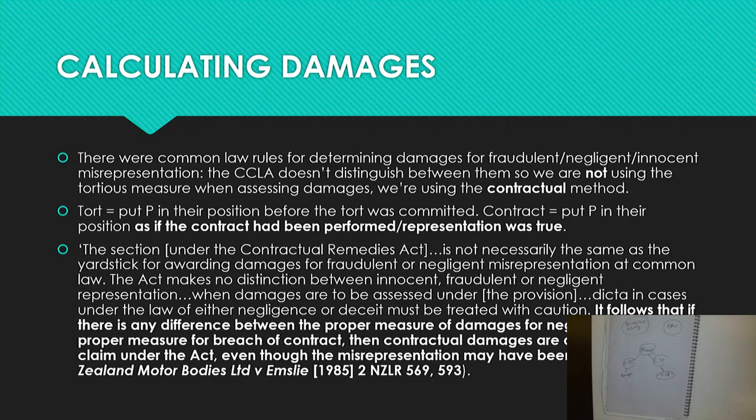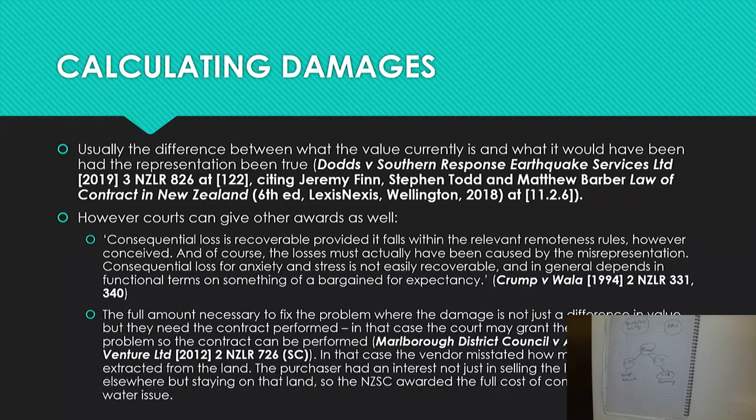Remember, this is common law. It's not discretionary. If you succeed in a claim under 35, you are entitled to your remedies in damages. Right? This is discretionary. This is entitlement. So you can cite Dodds and Southern Earthquake Response Services for that authority from the Supreme Court. That's essentially how you should calculate any damages in the event of a misrepresentation claim under 35.